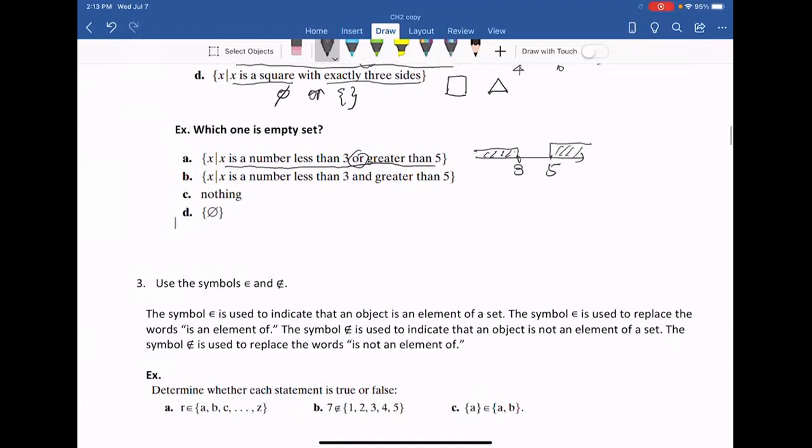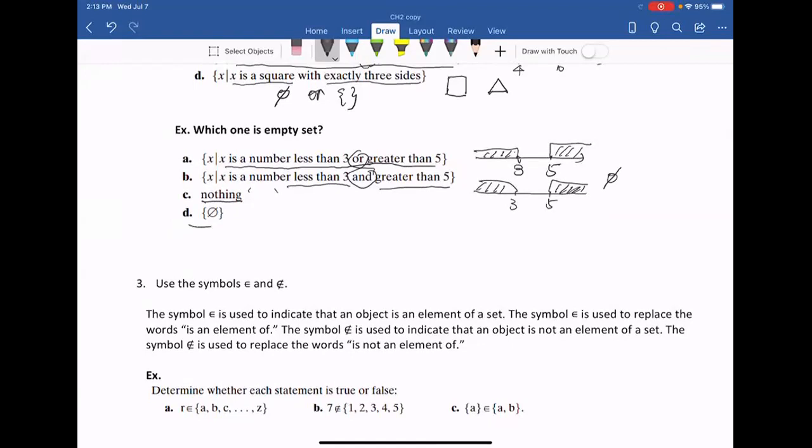Next one, number B. The condition is less than 3 and greater than 5. That means I need to find the intersection of these two conditions. So it's still 3 and 5. So they don't have an intersection, no overlap. That means that's an empty set, no elements. Number C, nothing. This is not a set. This is just a word or description. So I can't say this is a set.